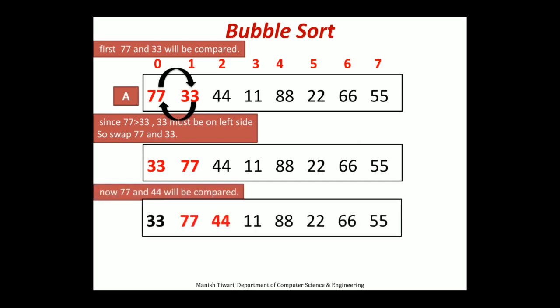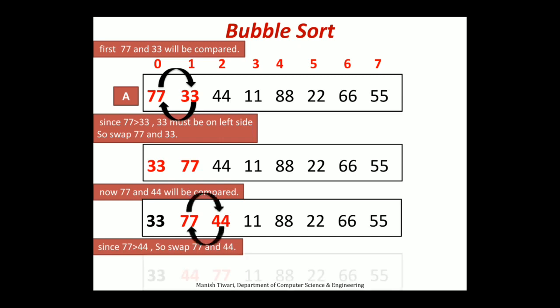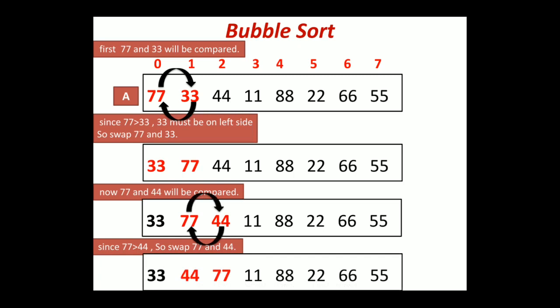Now what will we do next? We will compare the next two elements, the element at index 1 and the element at index 2, that is A1 and A2. Here you see 77 and 44. We will compare them, and again you see that 77 is greater than 44. So these two values must also be swapped. We will swap them to get the new array, and now we will compare A2 and A3. This is the basic principle to sort an array using bubble sort.